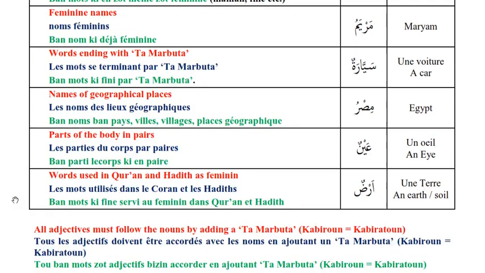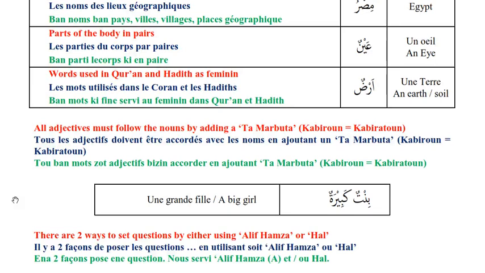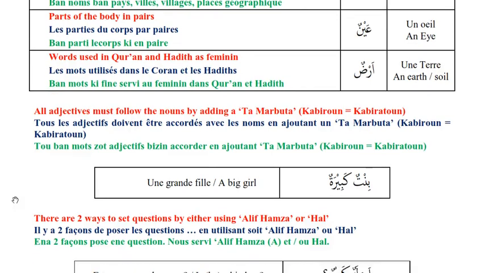Now let's move on to the next. As we know from the first lesson, any noun, any subject followed by an adjective must be in accordance with the noun. For instance, we have said waladun kabirun. Likewise here, if we want to make feminine sentences, for instance, bintun kabiratun. Let's see how there has been a change here.